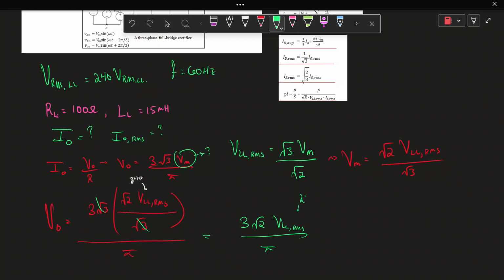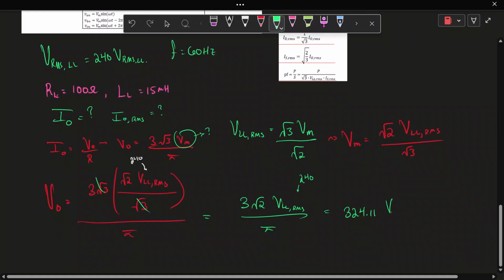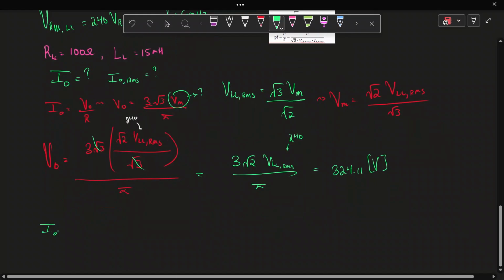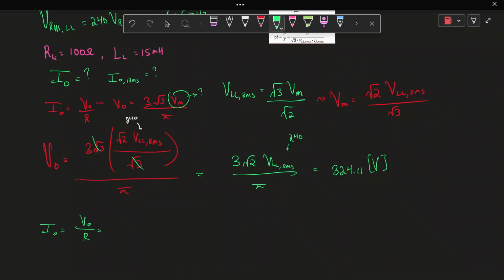Remember, this is 240. I should have written this as 240 already, but this is going to be equal to about 324.11. Okay? Then remember, this is volts, not current. It's not amps. What we have to do now is plug it back into the equation. I_O is equal to V_O over R. V_O is 324.11. Resistance is 100 ohms, meaning our current is about 3.24 amps.